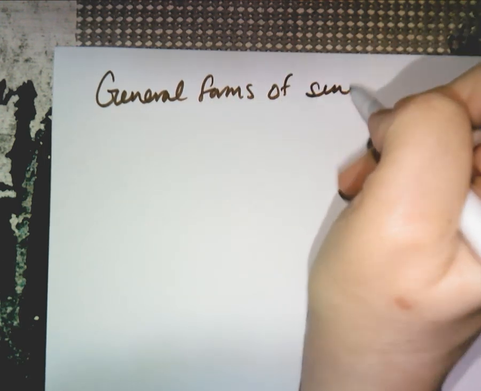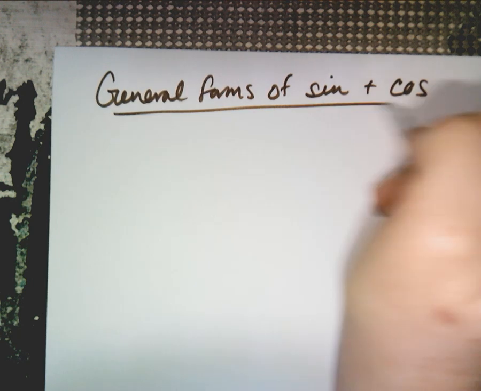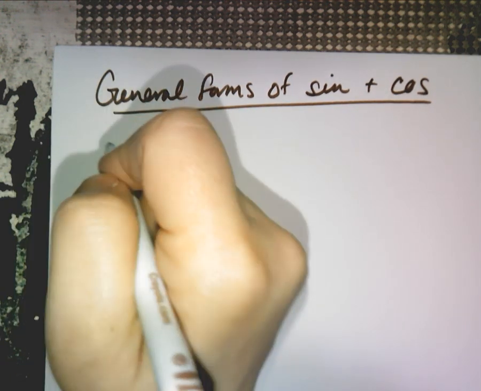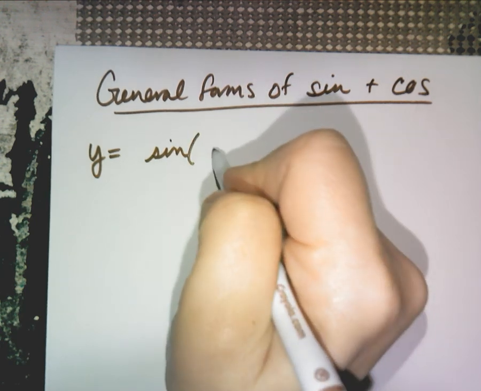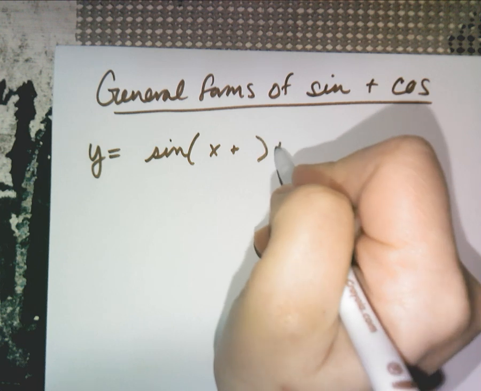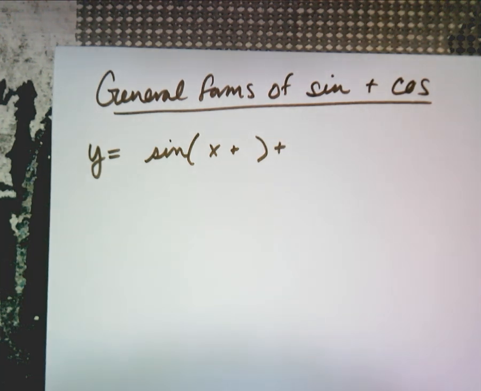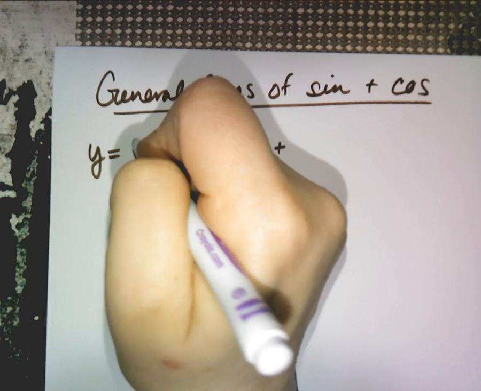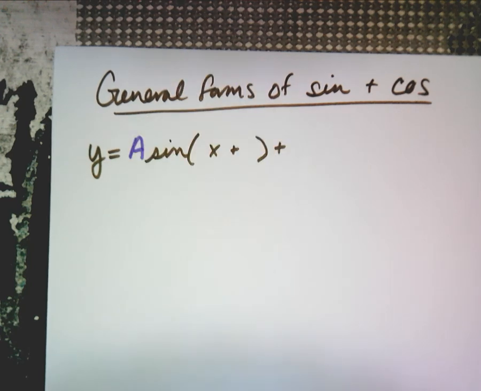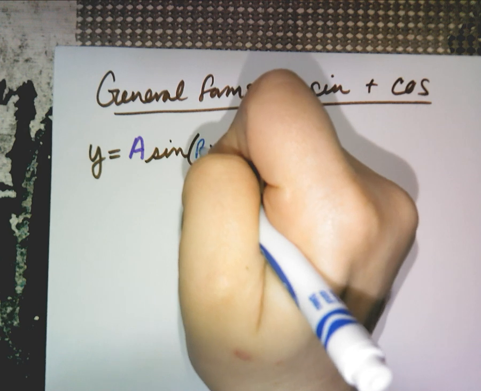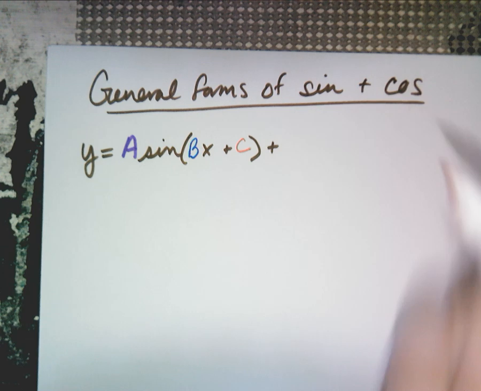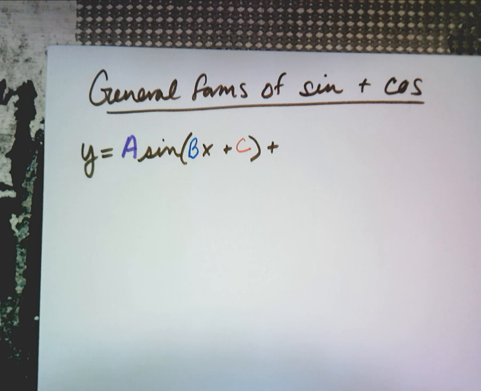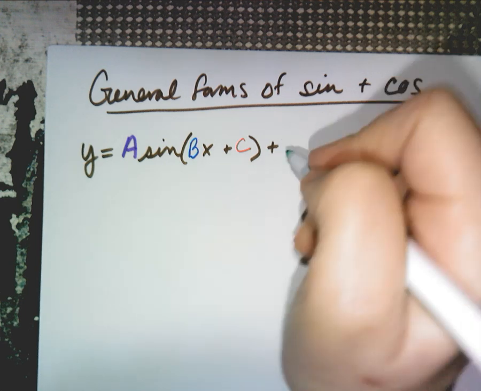Okay, so the general forms of sine and cosine. There are 2 of them. Y equals, leave a space. I'm going to use some colors here. There's method to my madness. We'll do A in front of the sine, B next to the X, C after that one, and then green. There's my green. And then plus D.